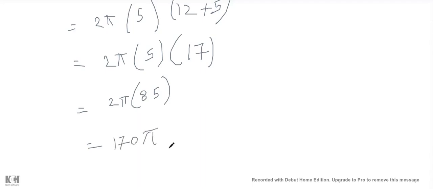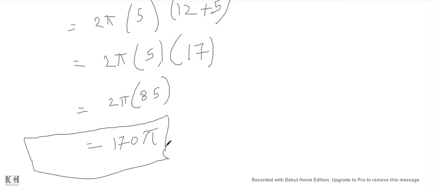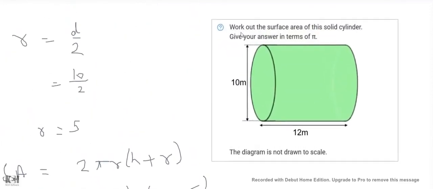Pi is a constant whose value approximately is 3.14, but since we are not allowed to approximate the answer here, since the question clearly says that the answer should be given in terms of pi, we'll leave it as it is.